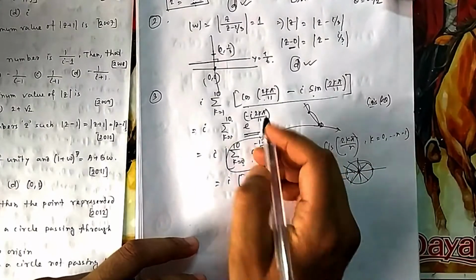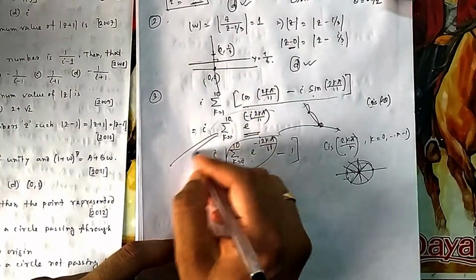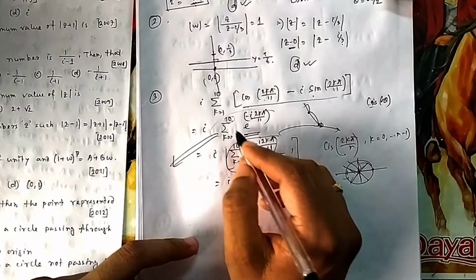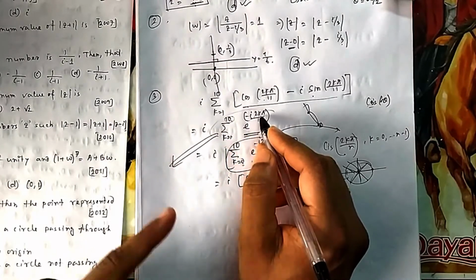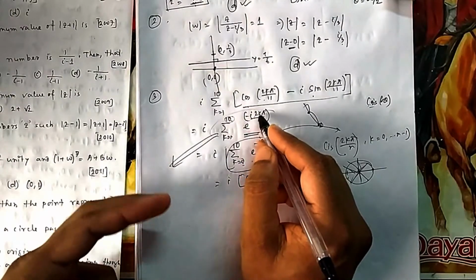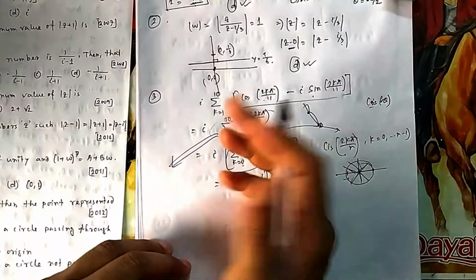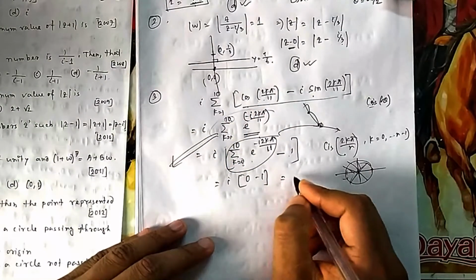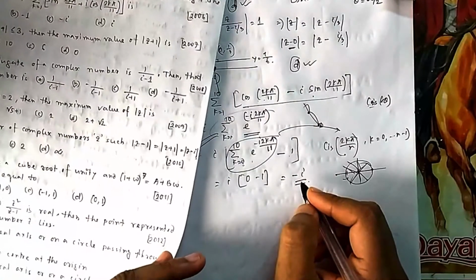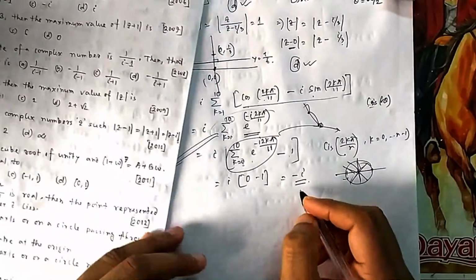Or you can apply GP here. There is no issue. If you are not getting it, you apply GP. It is a geometric sum. The first term will be 1. Then every time you are multiplying with e to the power minus 2 pi i by n. So you can apply that one and you will get it. But no need, you can directly write it. So it is minus i. That is your option C.